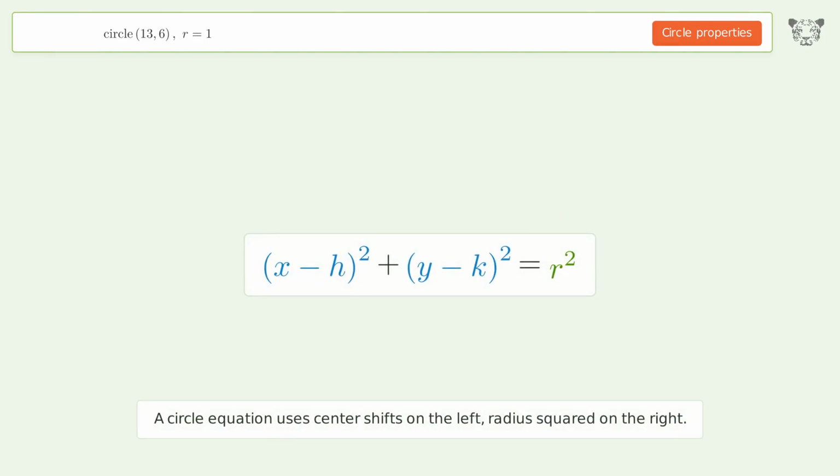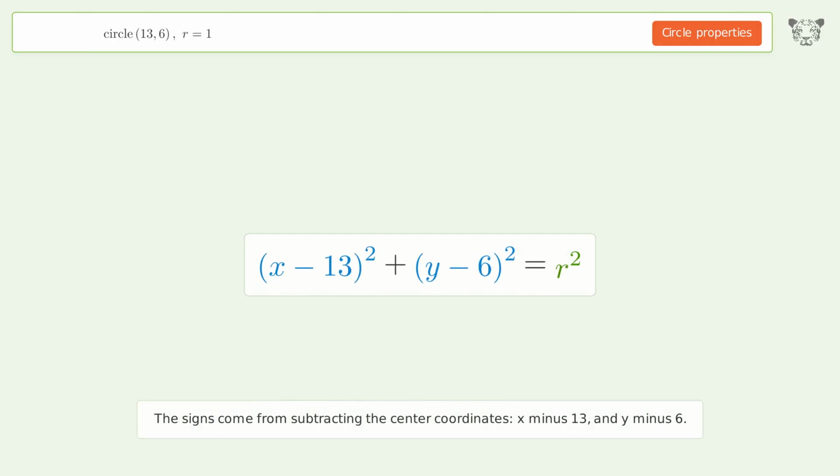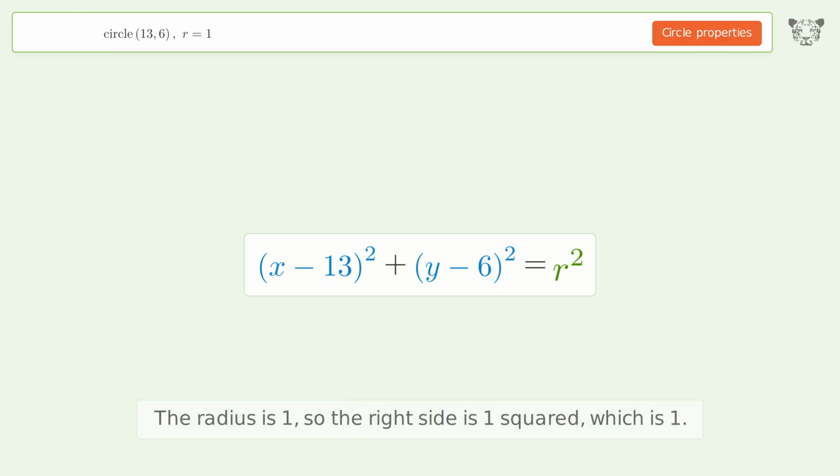A circle equation uses center shifts on the left, radius squared on the right. The signs come from subtracting the center coordinates, x minus 13, and y minus 6. The radius is 1, so the right side is 1 squared, which is 1.